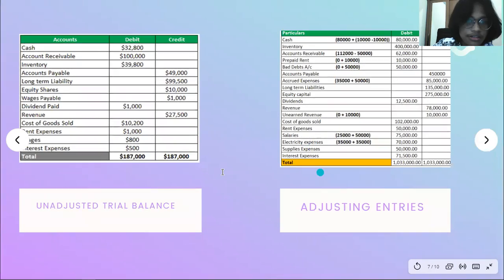Next is adjusting entries. Analyzing worksheets and identifying adjusting entries make up the fifth step in the cycle. A worksheet is created and used to ensure that debits and credits are equal. If they are different, then adjustments will need to be made.